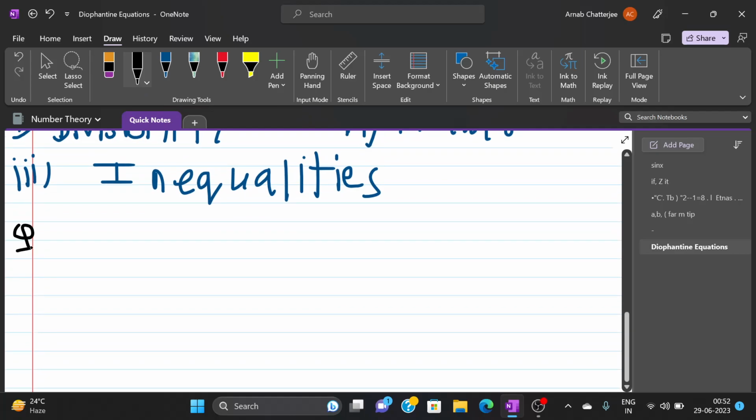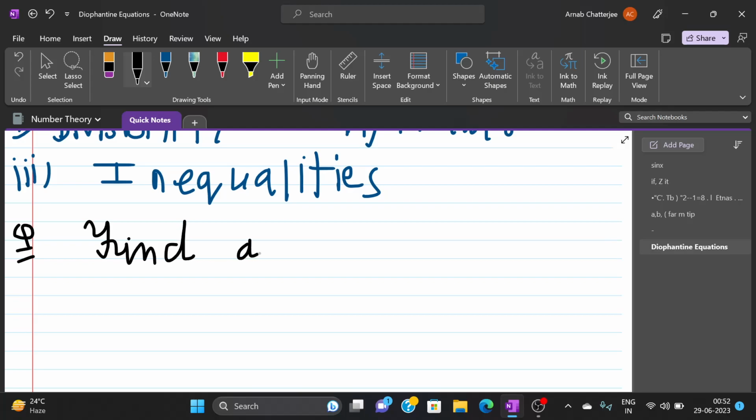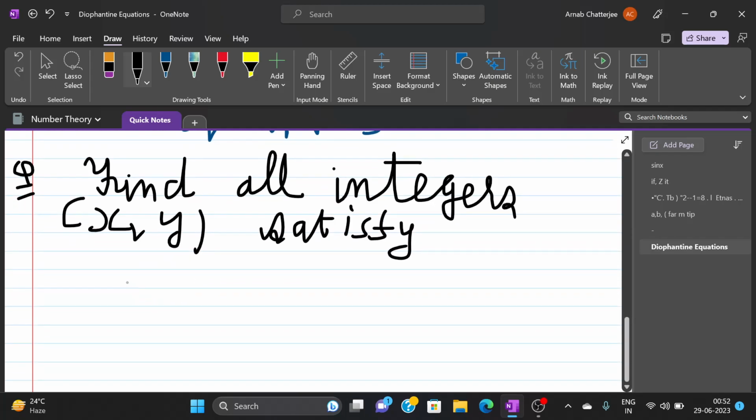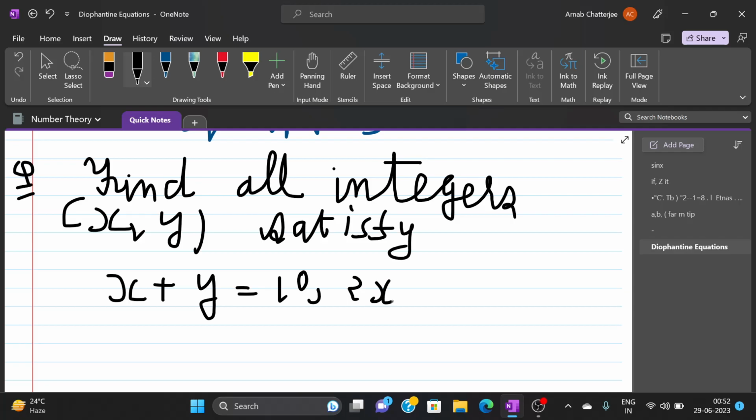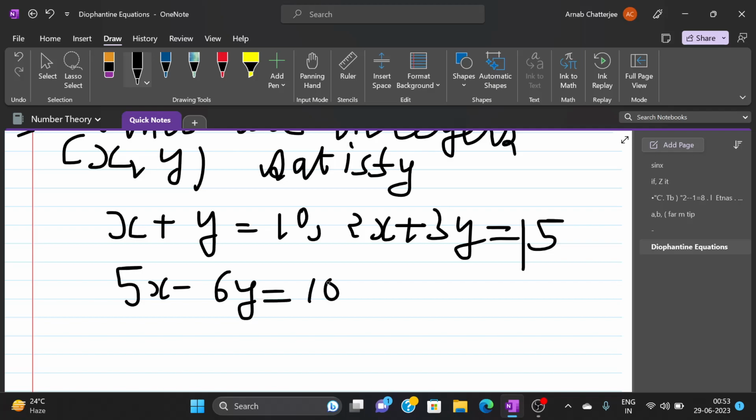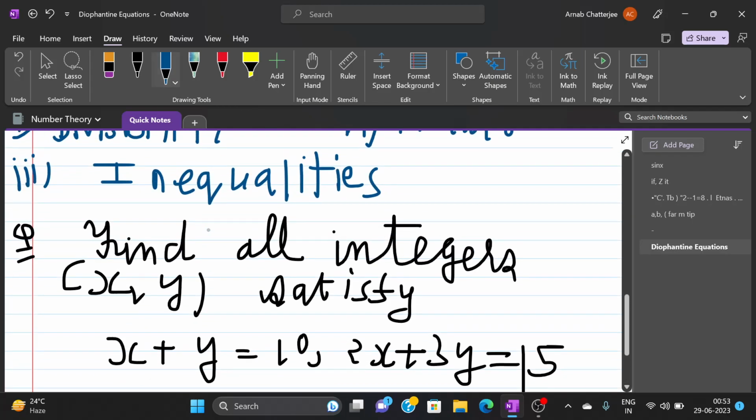So here is a question to begin with. Find all integers x comma y that satisfy x plus y equal to 10, 2x plus 3y equal to 5, and/or 2x plus 3y equal to 15, and 5x minus 6y equal to 100. So we will be seeing a general approach on how to solve these problems.